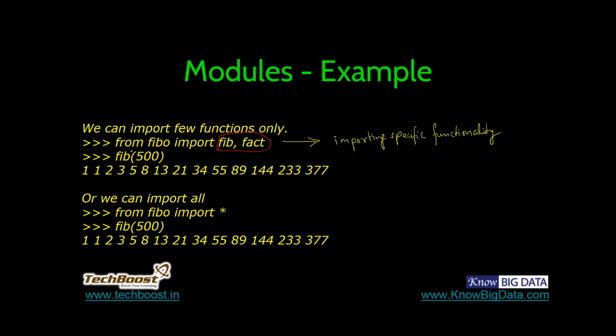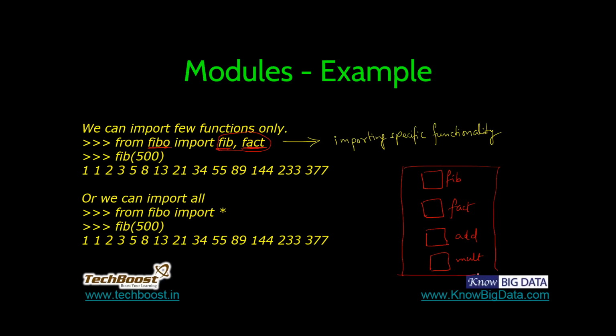Now, what is the form of this import? From fibo, I'm saying that from the fibo module, get me fib and fact. If, for example, we had fib, fact, and then add and multiply, so my module contained four functions in fibo.py, but I am importing in this case only fib and fact. I'm not concerned about add and multiply right now, so I can just import the specific or required functionality from a module instead of completely importing it.